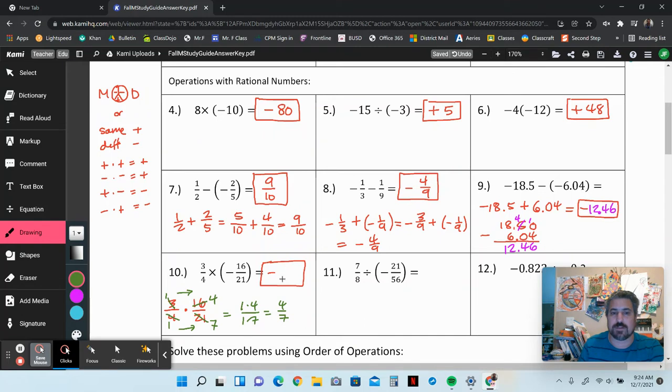So we know it's not positive, though. It's going to be what? Negative. So it's going to be negative 4/7. And that is your correct answer.